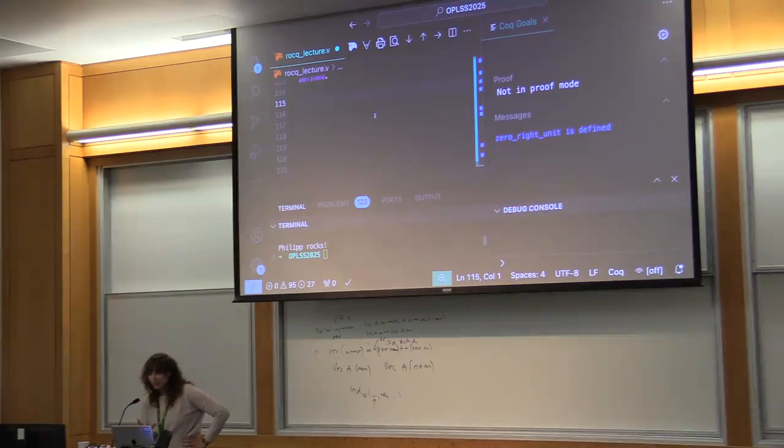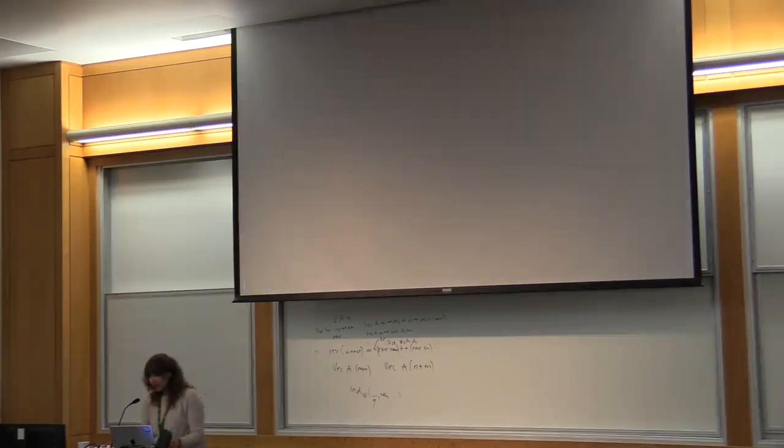The next thing I wanted to show you was how you can use the empty type, right? Where does the empty type come from? So the empty type is called False, and I can do Print False.